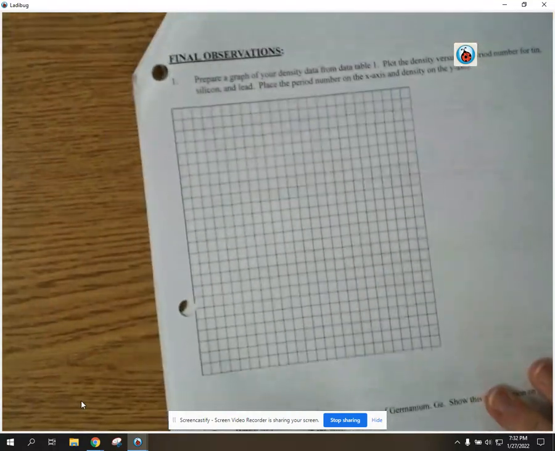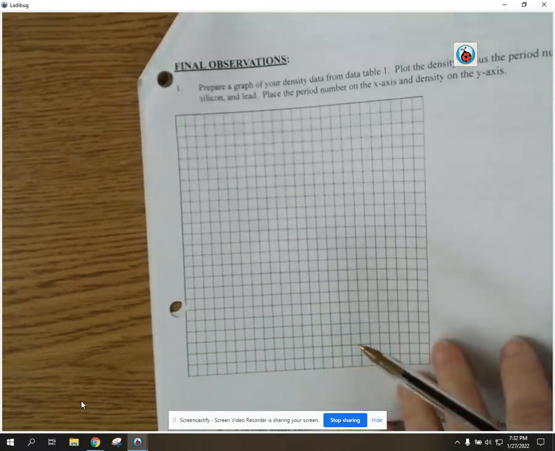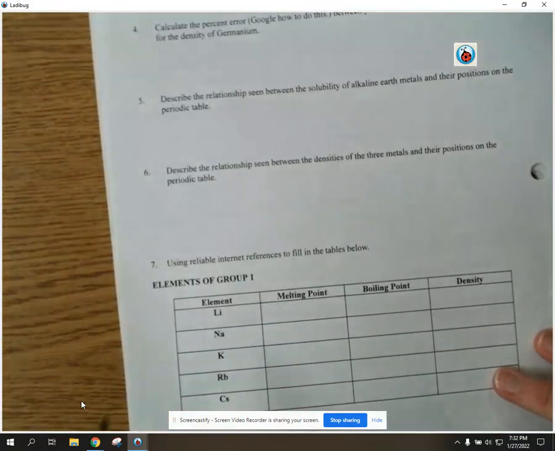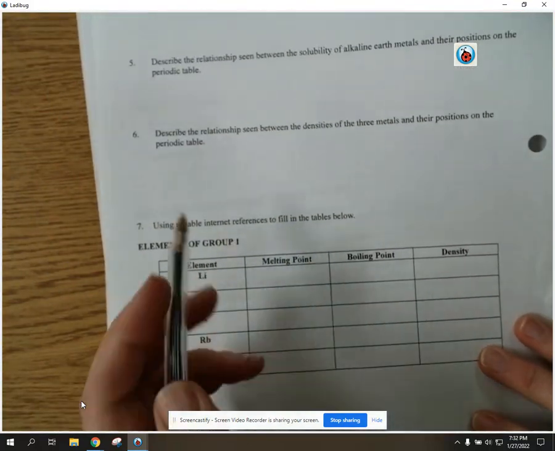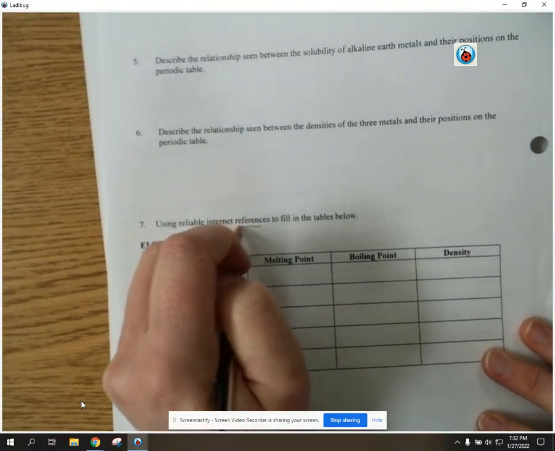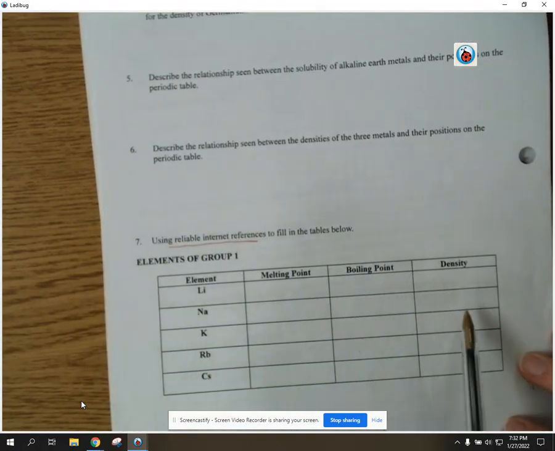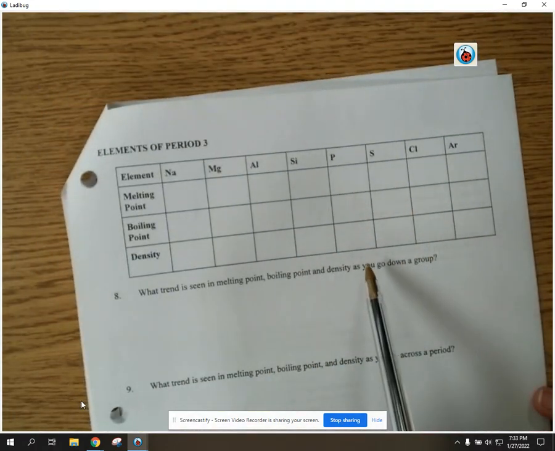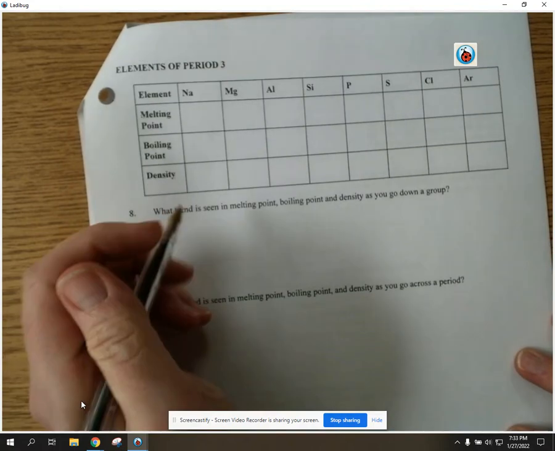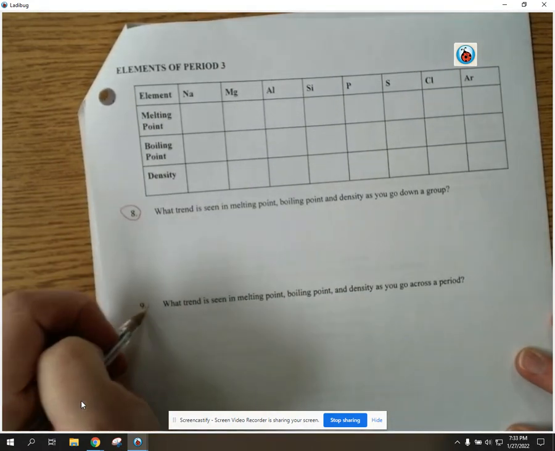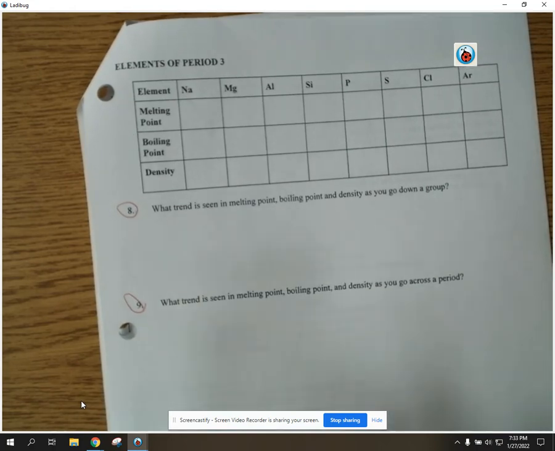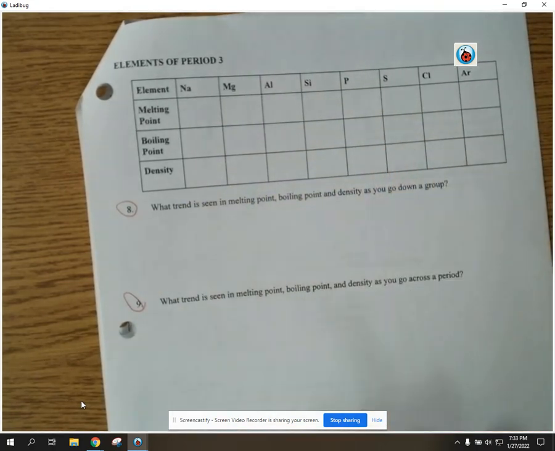And then the other part of what we did today was actually homework, is we skipped to number 7. And it says, you can see here, using a reliable internet reference, you need to fill in this data, okay? And then on the next sheet, there's another data table that you also need to fill in. And then you need to answer numbers 8 and 9, which talk about what trends or patterns you see in the data that you filled in.